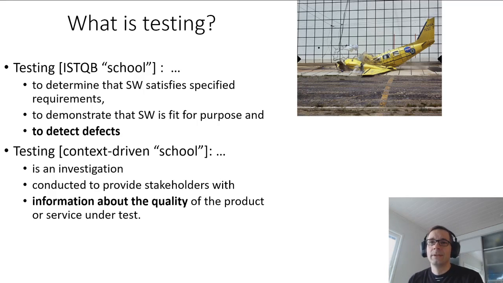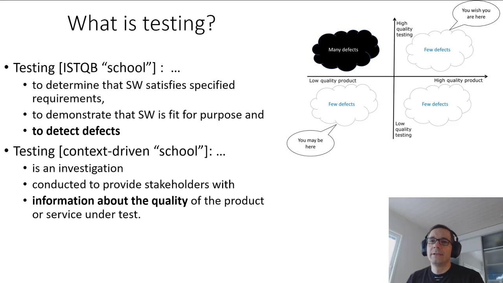If we look into the ISTQB school of testing and how the ISTQB sees testing, they define it as to determine that software satisfies specified requirements, to demonstrate that software is fit for purpose, and to detect defects. Testing, according to the so-called context-driven school of testing, is an investigation conducted to provide stakeholders with information about the quality of the product or service under test.